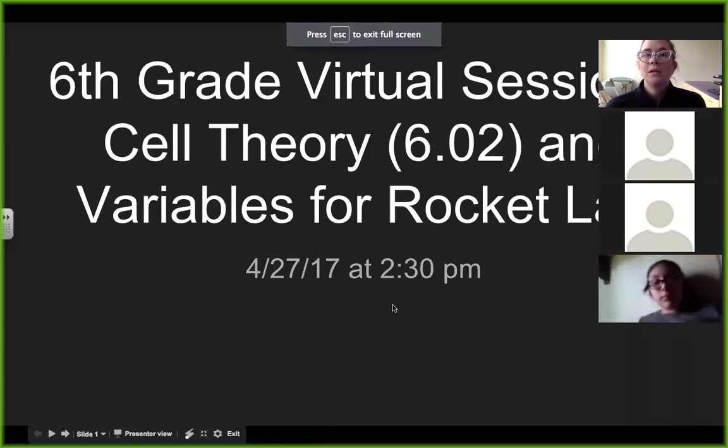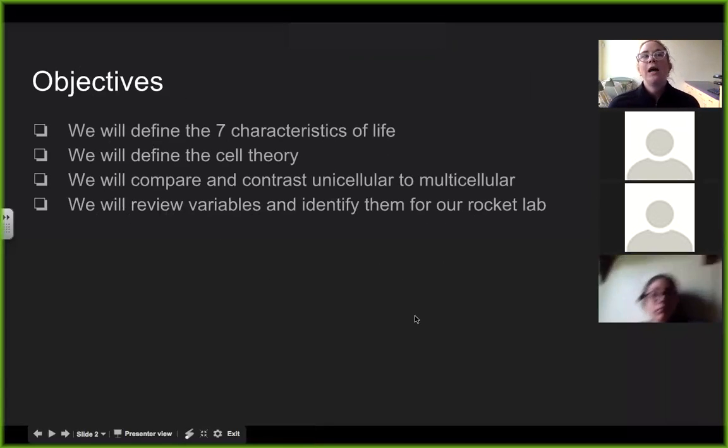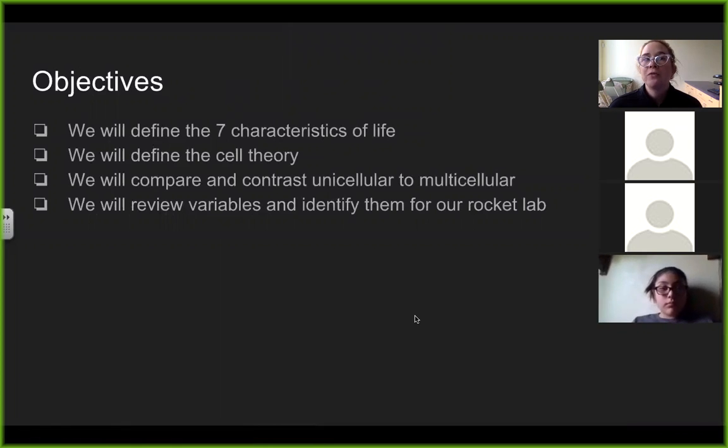So in this session, we are going to define the 7 characteristics of life. We're going to define the cell theory. We're going to compare and contrast unicellular and multicellular organisms. And then we're going to review variables and identify them for our rocket lab.